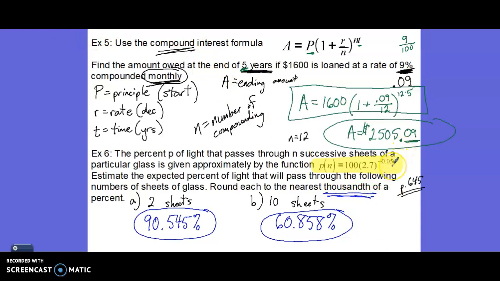Now, feel free to try this problem doing other methods. You know, you don't have to use my graphing calculator. You can use Desmos. You can figure out your own calculator. Just make sure you get answers that match here.